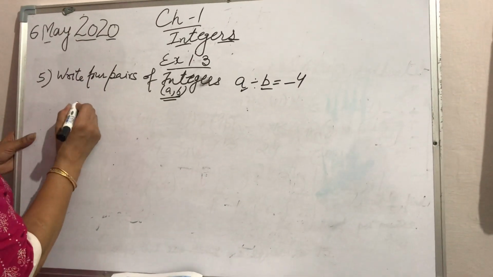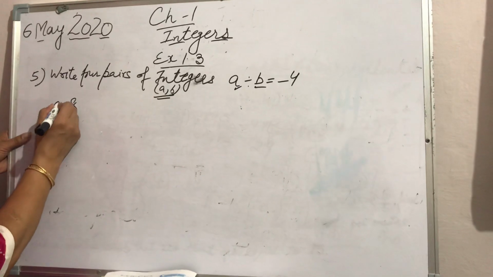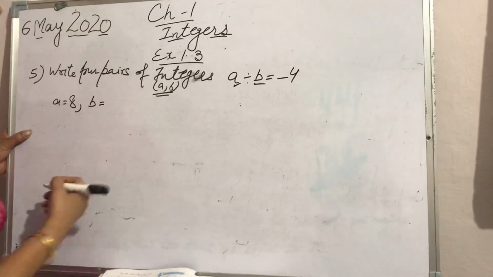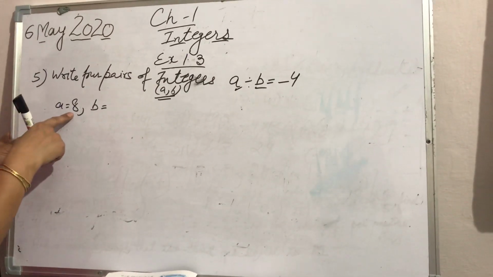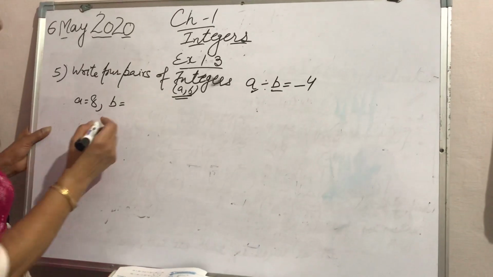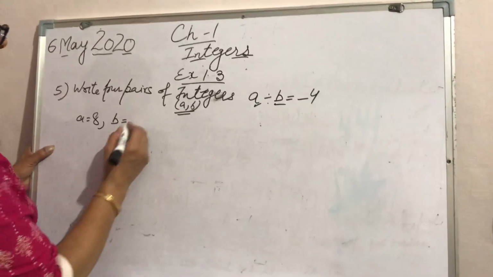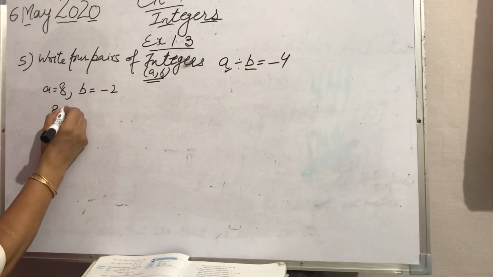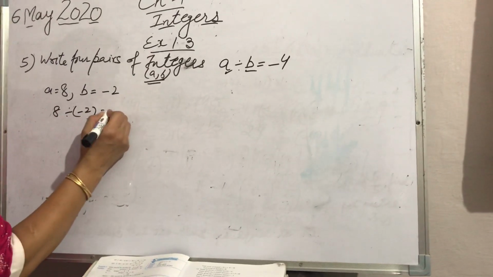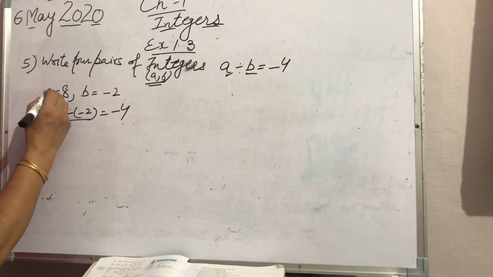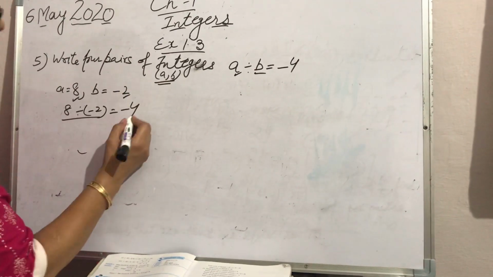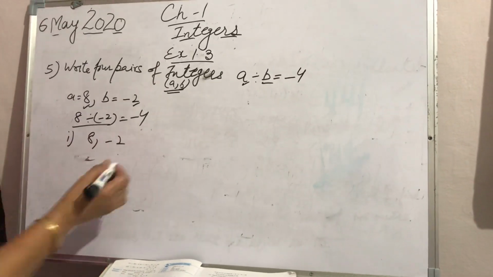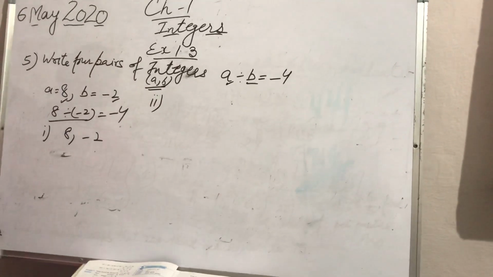Suppose we are taking value of a, this is 8. Then value of b. Because we have a negative quotient, we have to take one integer positive and second negative, because we need the answer in negative. So -2 if we have taken, 8 divided by -2 will be -4. So first pair we can take 8 then -2. Then second pair. So many pairs are there.